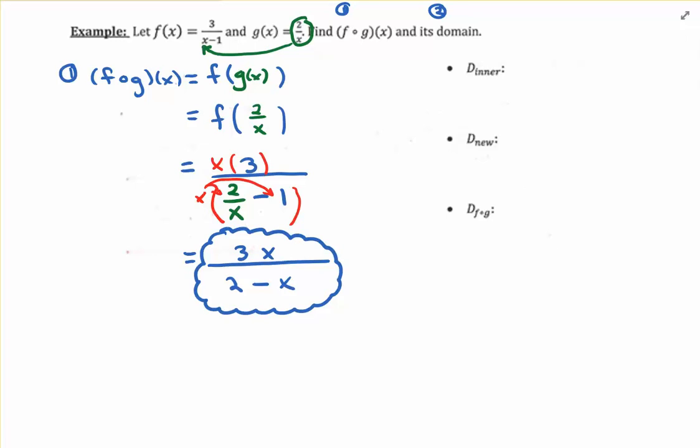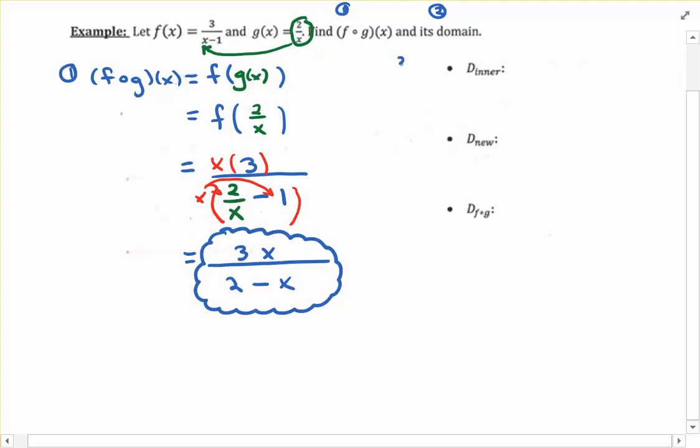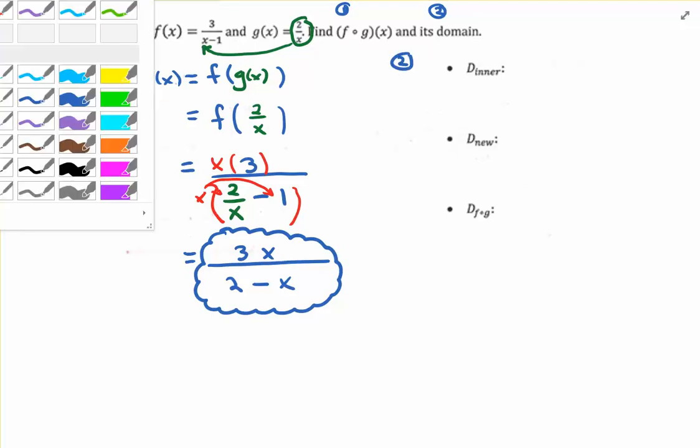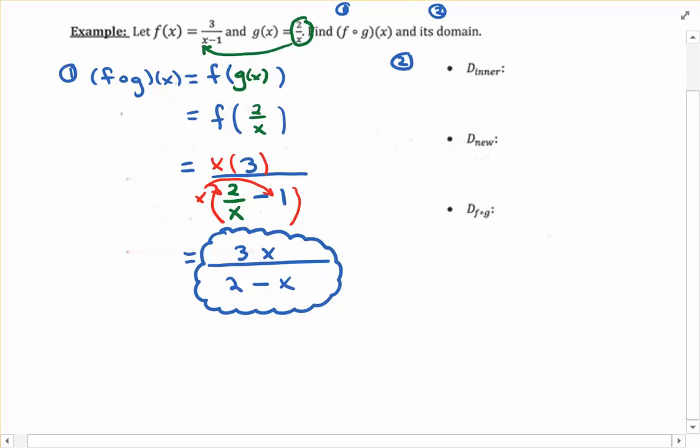Alright, so that takes us to step 2, where we're going to find the domain. And as we were discussing in class, we have to first find the domain of the function that we're plugging in, d inner, and then move on to find the domain of the simplified composition function. And then we have to form the intersection of these two number lines, or these two domains. And that's what this third bullet point is for. This is for the official domain for this problem.